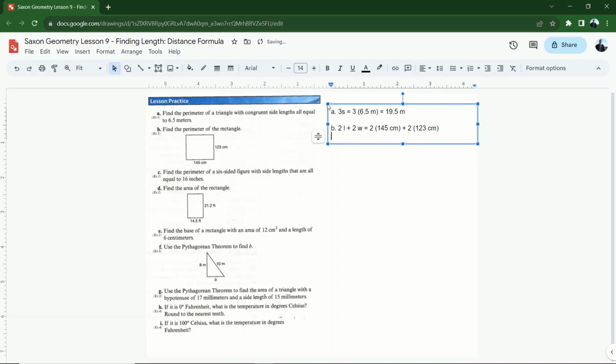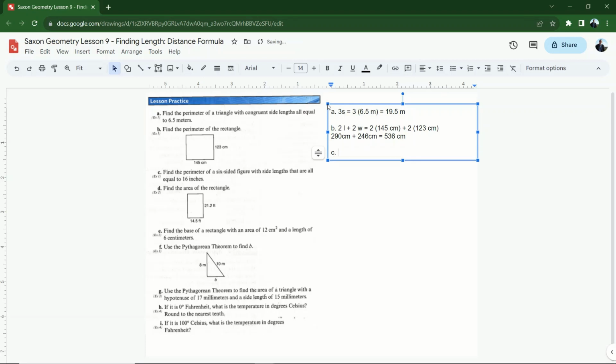2 times 145 is 290, so 290 centimeters, plus 2 times 123 is 246 centimeters. And then 290 plus 246 is going to be 536 centimeters. That would be my perimeter there. 2 times the length plus 2 times the width. Let's take a look at letter C.